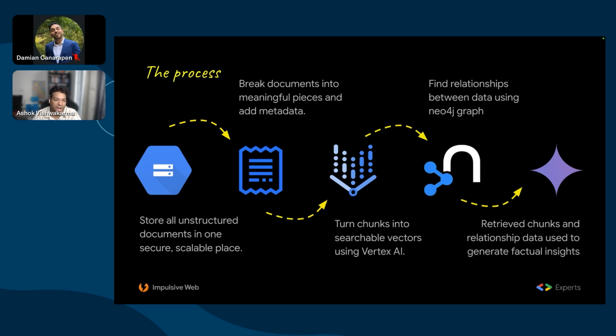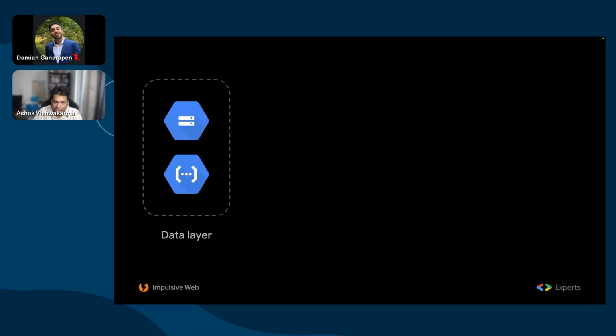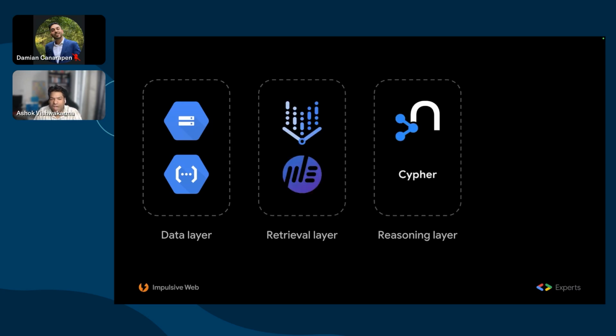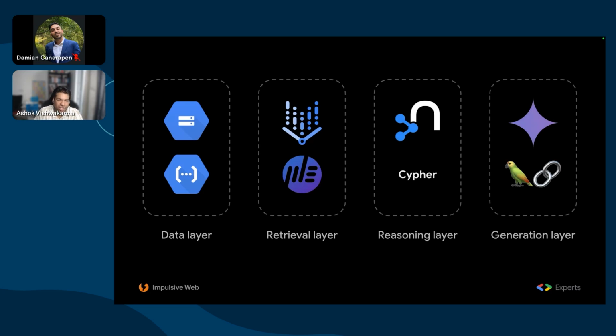This is the simple process which we had. We stored all that unstructured data somewhere. We turned it into chunks, and we also extracted metadata and other specific information around that. We used tools like Vertex AI and Gemma for our LLM and AI deployments, and we also had Neo4j for our relationships and graph layer. In terms of core architecture, we had a data layer, a retrieval layer, then a reasoning layer, and then a generation layer.